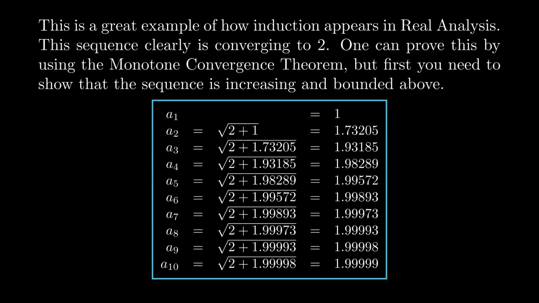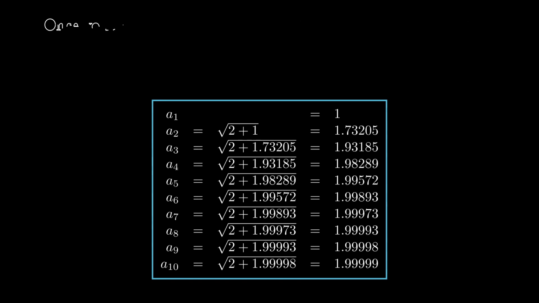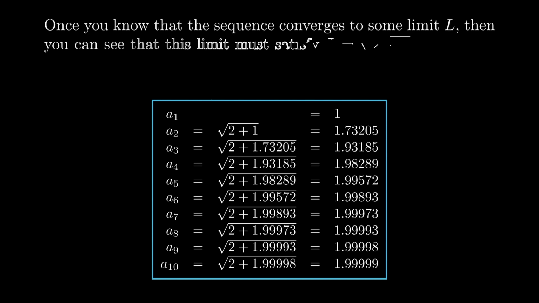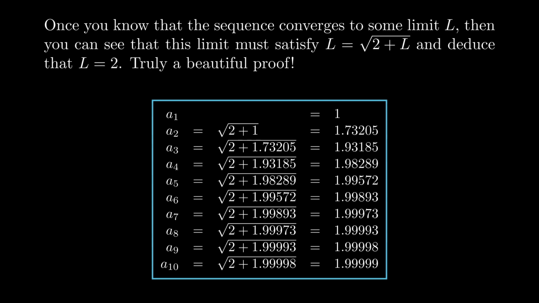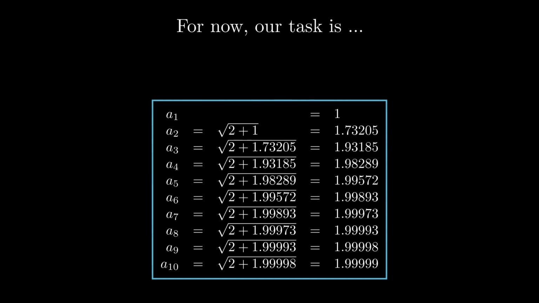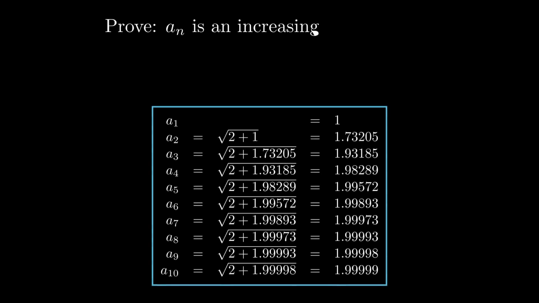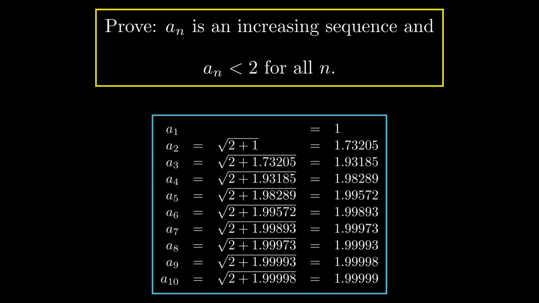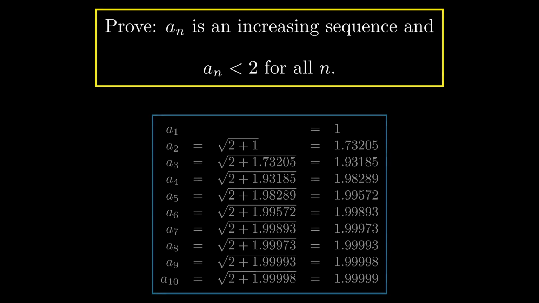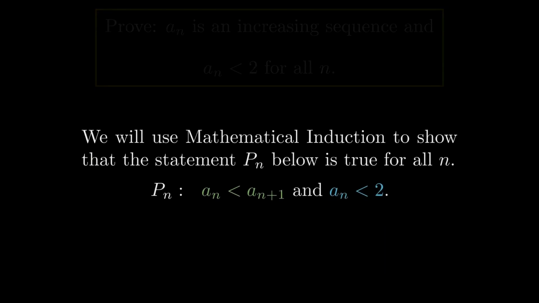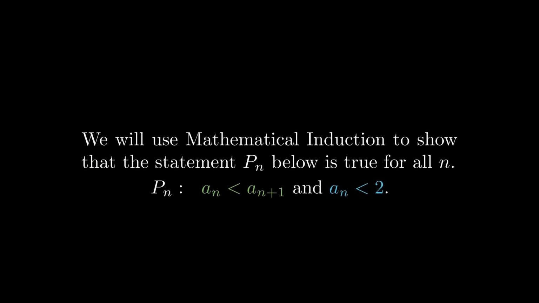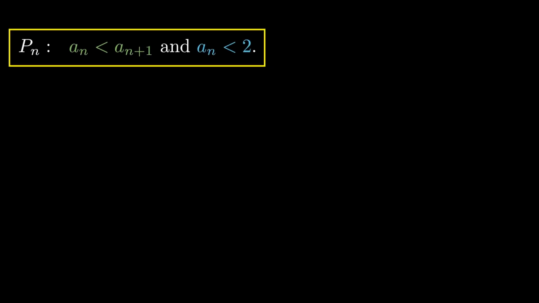use something called the monotone convergence theorem that hopefully we'll talk about in a later video. But to use that theorem, we would have to show that this sequence is bounded above and increasing. And that is something that we can prove using mathematical induction. And so we've specified our statement P and below. And I like this example because this is an example of a statement that has two different parts.